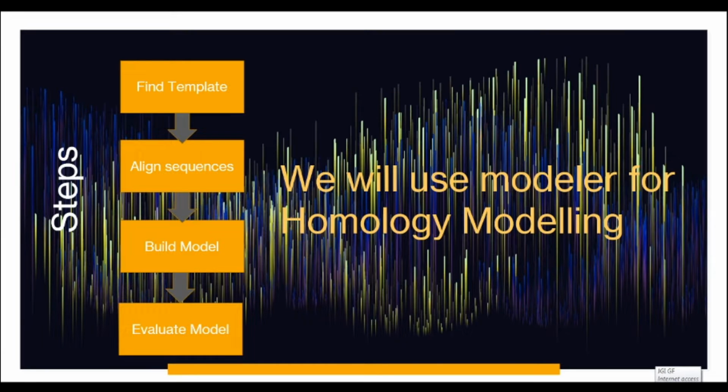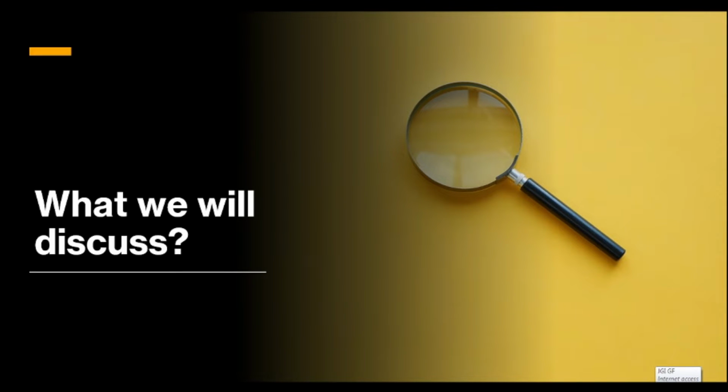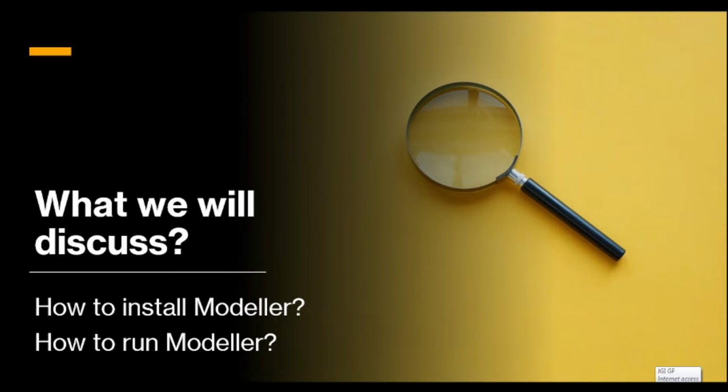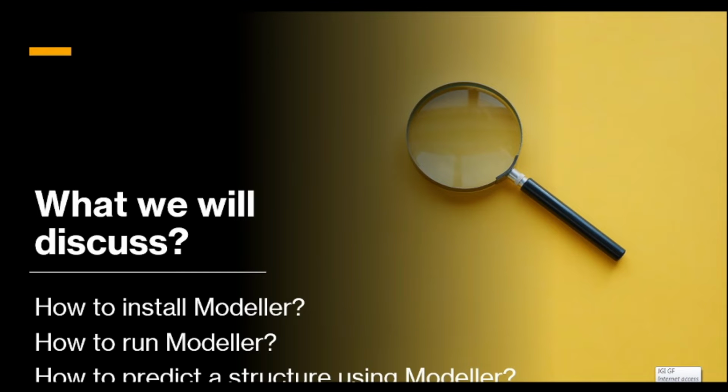So we will use Modeler for homology modeling, and we will go through the different details. For example, what we will discuss mainly is how to install Modeler. It's very simple, but after installing or downloading Modeler, we need to arrange the files to run Modeler for homology modeling. And after running Modeler, we will also discuss how to predict the structure using the homology model. These are the details we'll go through one by one, and by the end of this tutorial and discussion, we will be equipped to deal with Modeler ourselves. Let's start from the beginning.